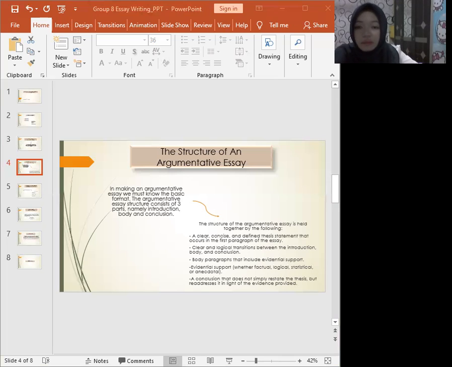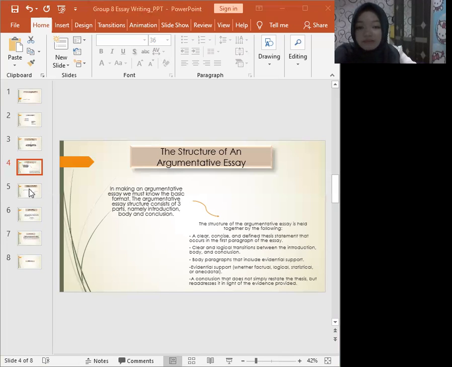And five, the conclusion that does not simply restate the thesis but considers it in light of the evidence provided. It is at this point of the essay that students might begin to struggle. This is the portion of the essay that will leave the most immediate impression on the mind of the reader. Therefore, it must be effective and logical. Do not introduce any new information into the conclusion; synthesize the information presented in the body of the essay.